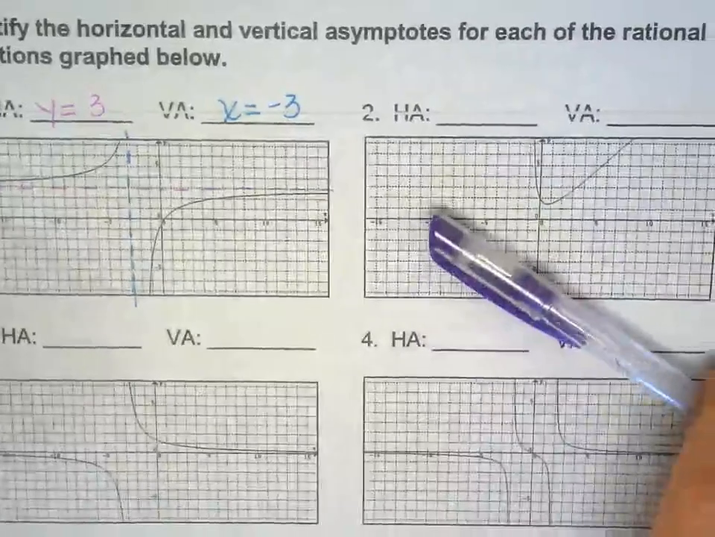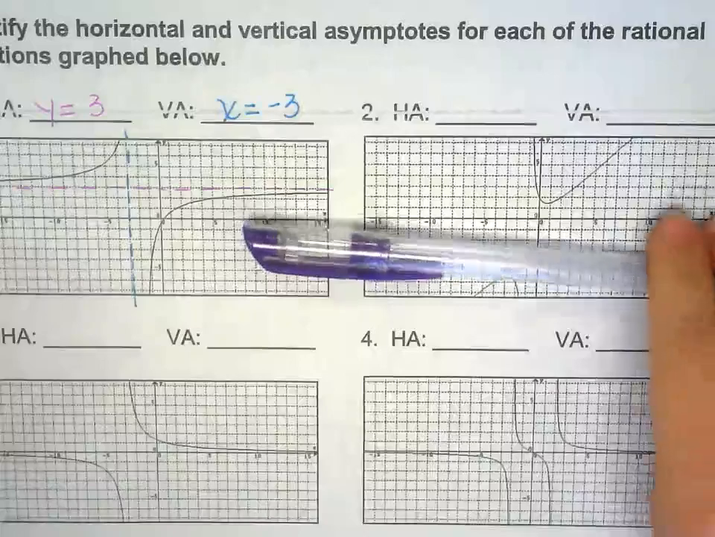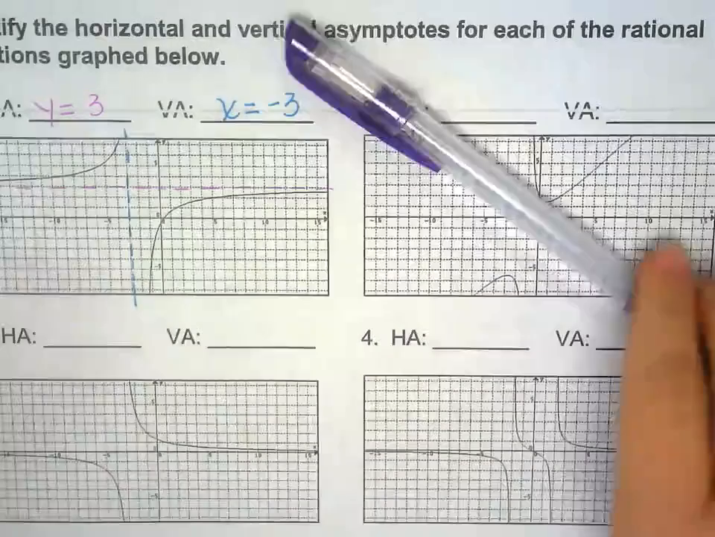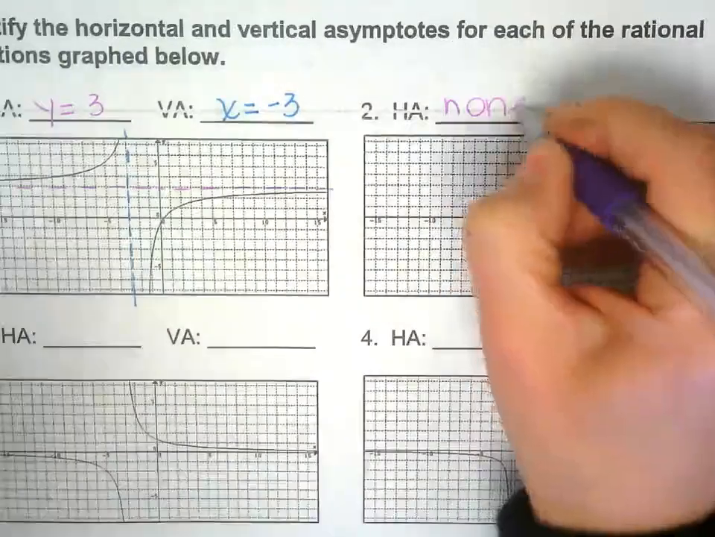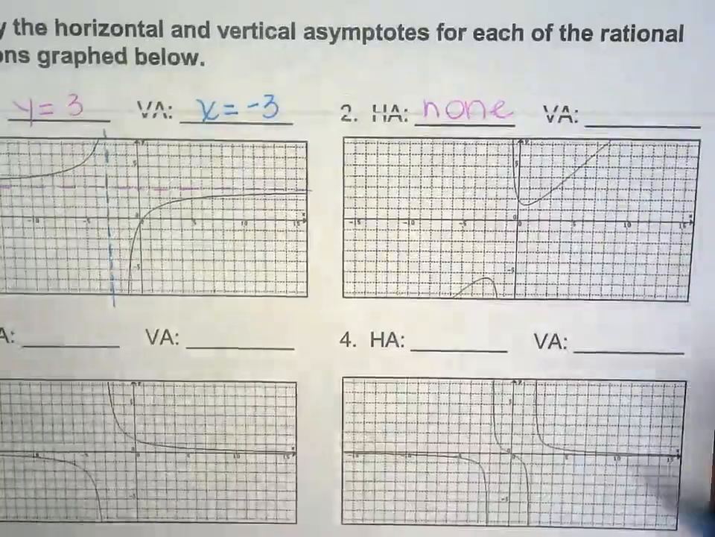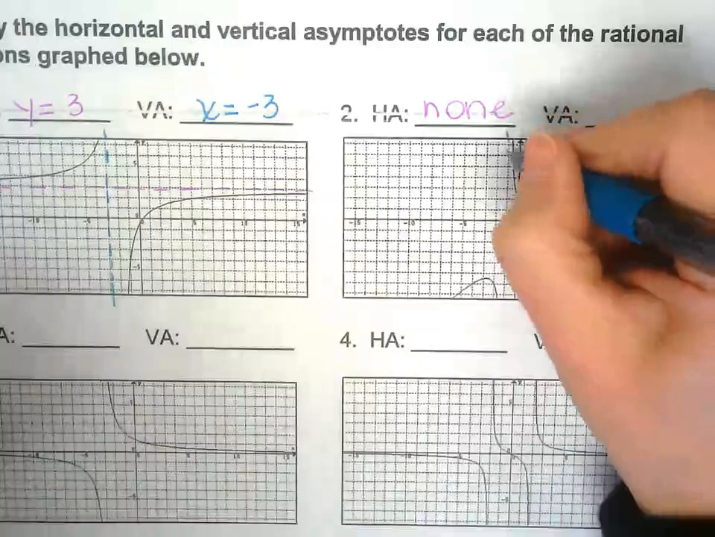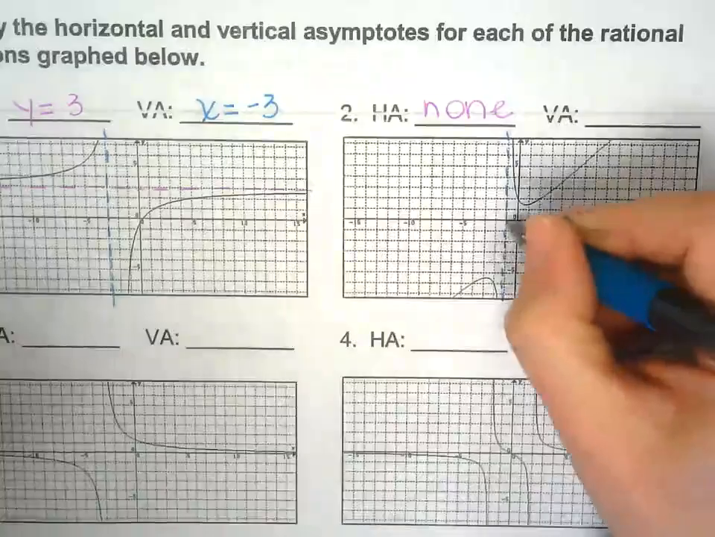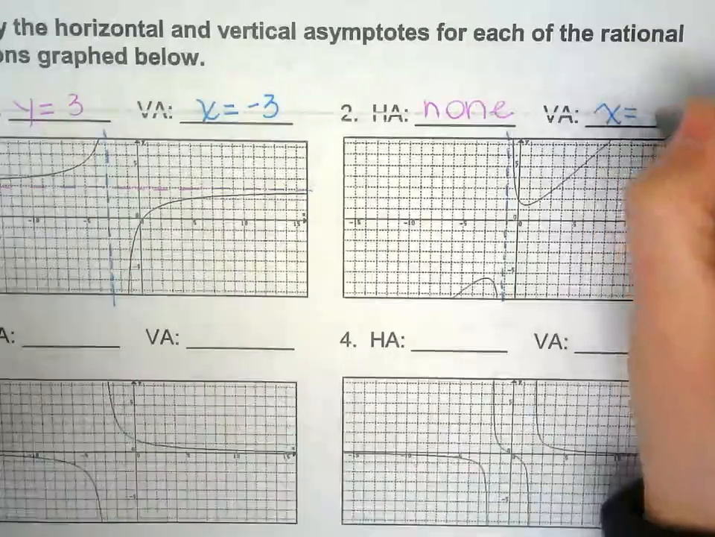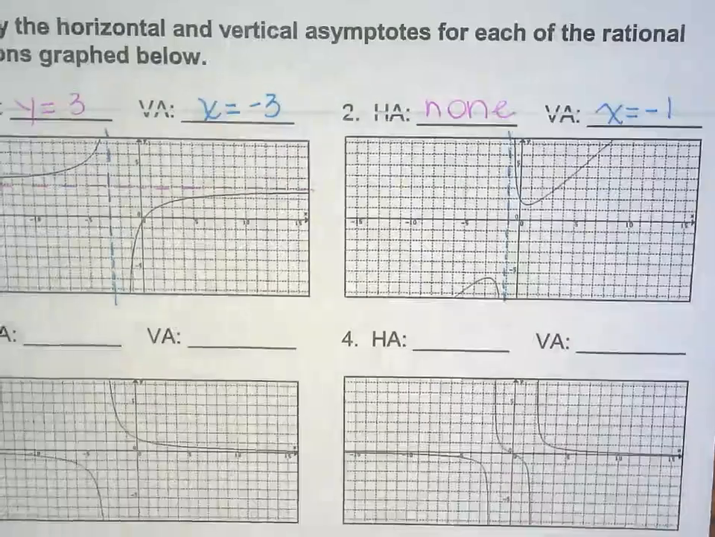Horizontal asymptote on number 2, we don't have one, because if we were to trace that line, we are quite not sure where that would be. So we don't have a horizontal asymptote, so none. Vertical, on the other hand, is pretty obvious. If we were to trace that vertical asymptote, it would go right through -1. So x equals -1.